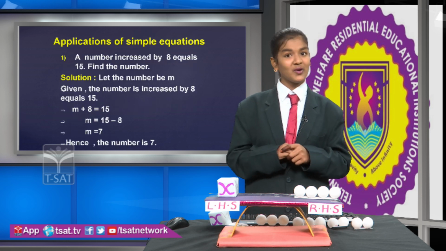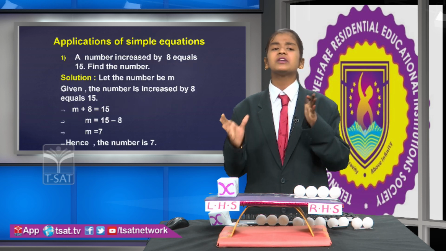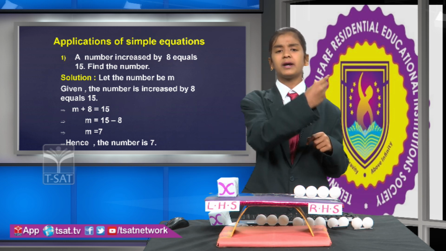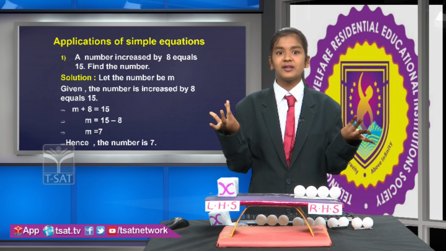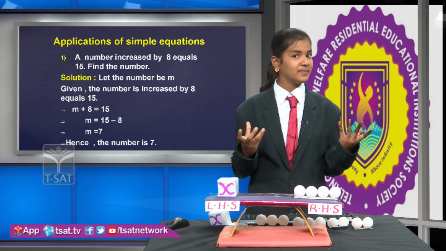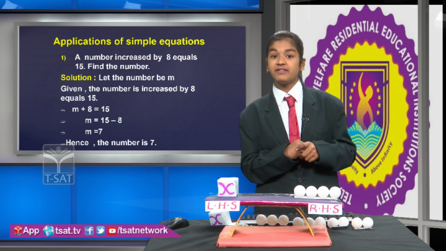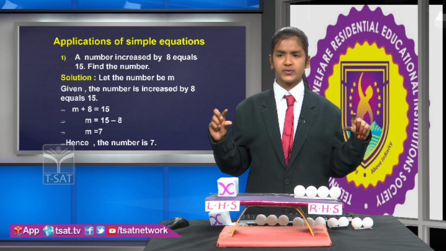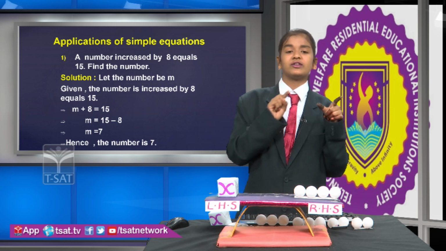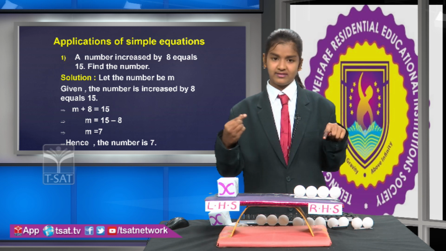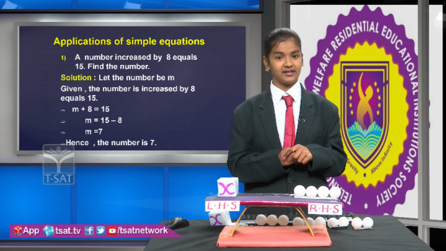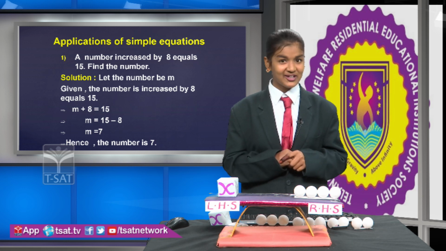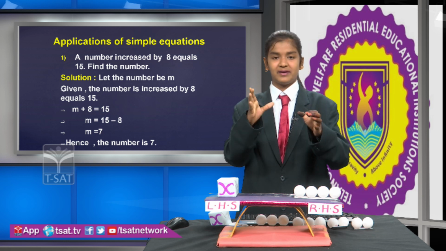So friends, now let's see how to apply simple equations to given situations. So friends, a number increased by 8 equals 15. Find the number. So friends, we don't know the number. Let the number be m. And given that number increased by 8 equals 15. So now we have an equation, that is m plus 8 equals 15. Then m equals 15, plus 8 is transposed, it is minus 8. So m equals 15 minus 8, which equals 7. So the value of m is 7, hence the number is 7.